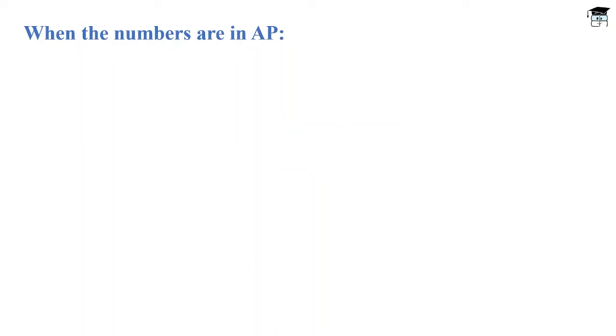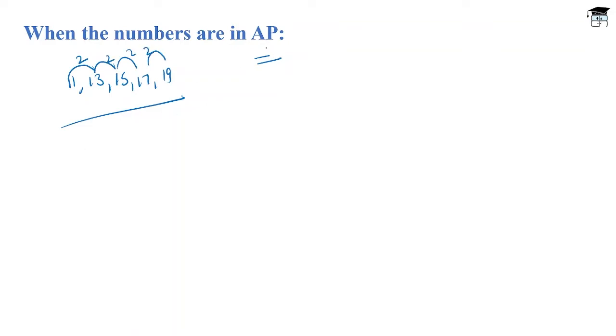Now next is when the numbers are in AP. Now we know AP is arithmetic progression, and so let's say I talk about the numbers 11, 13, 15, 17, 19. Alright, these are the numbers. Now, how are these numbers in AP? The difference between 11 and 13 is 2. Between 13 and 15 is 2. 15 and 17 is 2. 17 and 19 is 2. That means they are in a series.